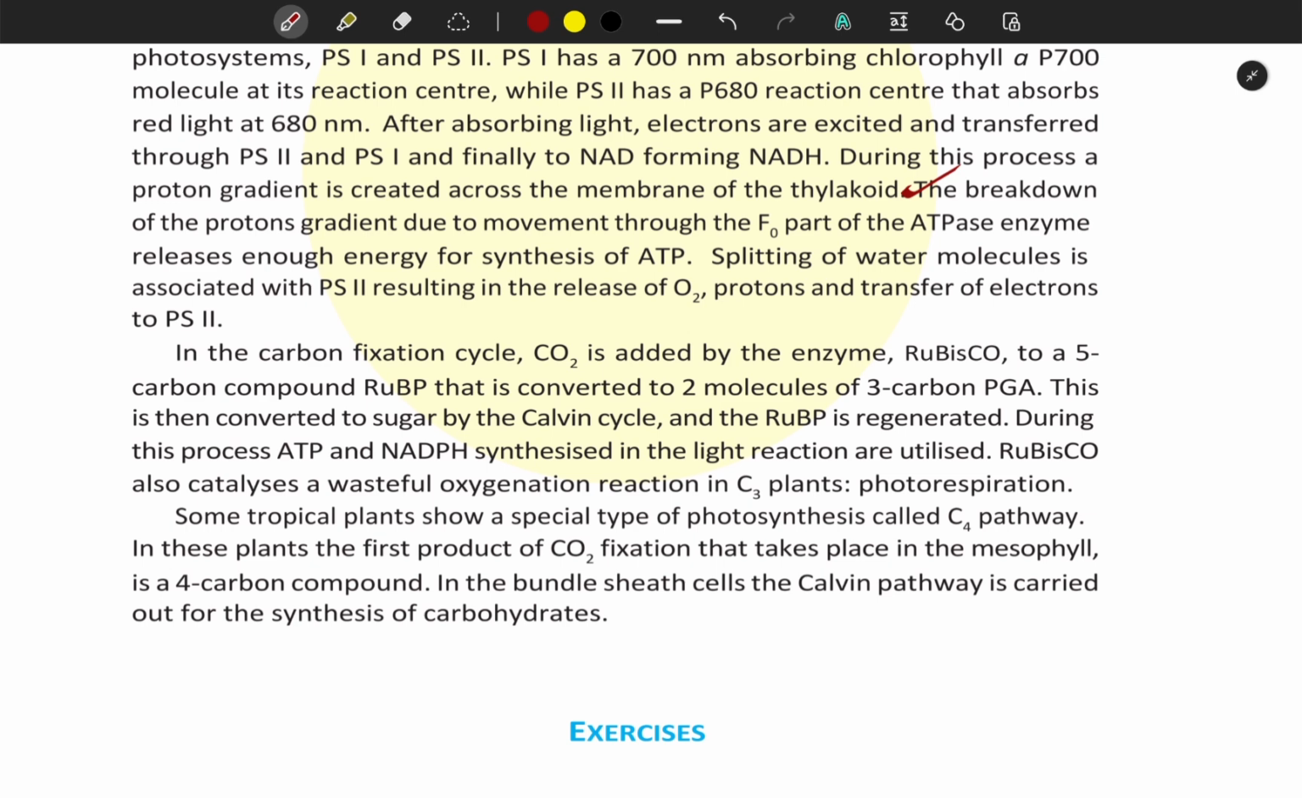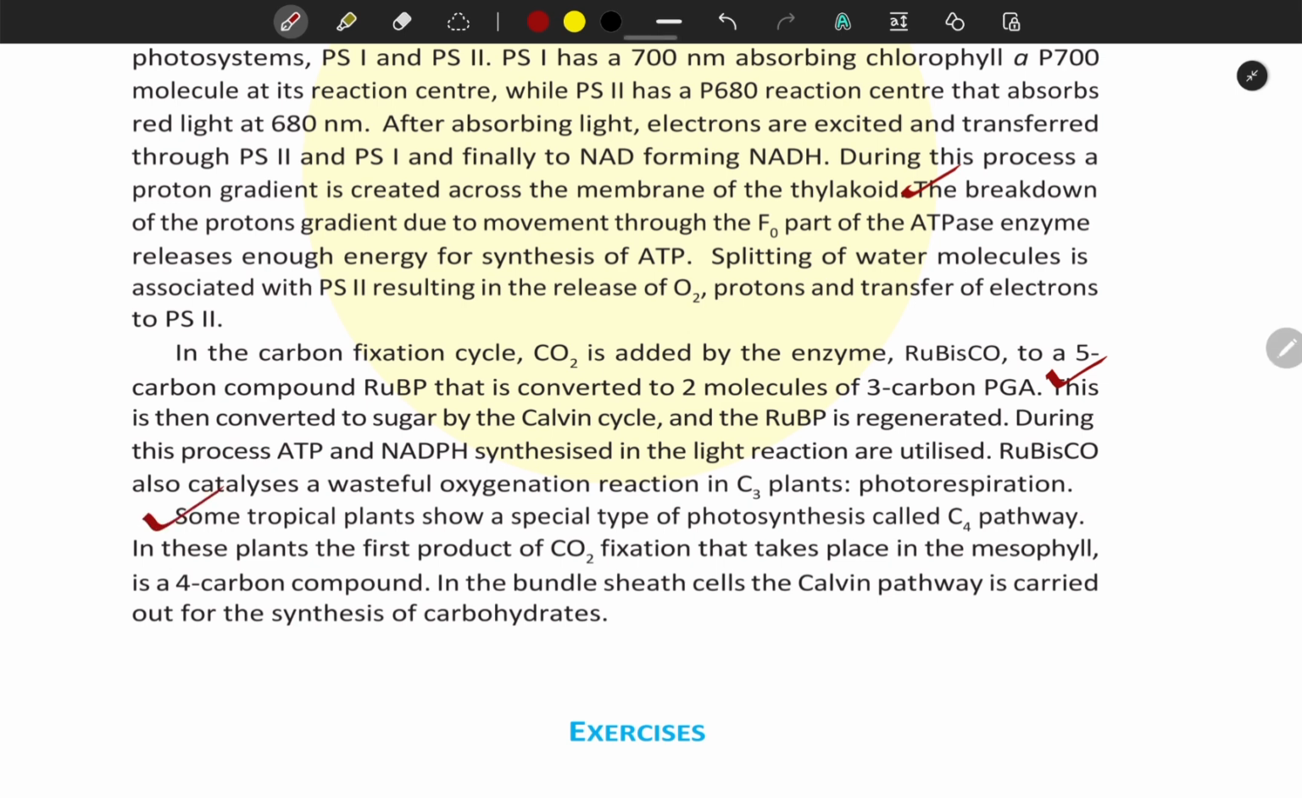In the carbon fixation cycle, CO2 is added by the enzyme Rubisco to a 5 carbon compound RuBP that is converted to 2 molecules of 3 carbon PGA. This is then converted to sugar by the Calvin cycle and the RuBP is regenerated. During this process, ATP and NADPH synthesized in the light reactions are utilized. Rubisco also catalyzes a wasteful oxygenation reaction in C3 plants: photorespiration.